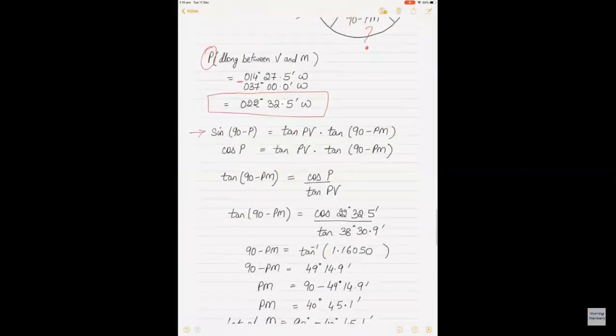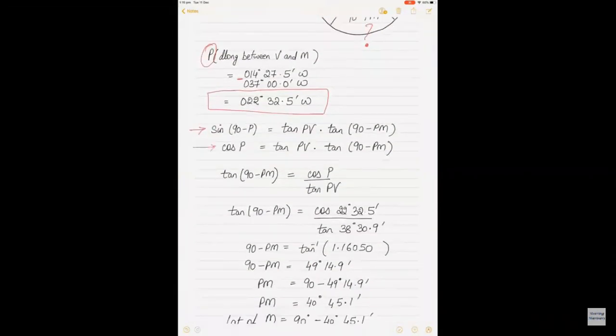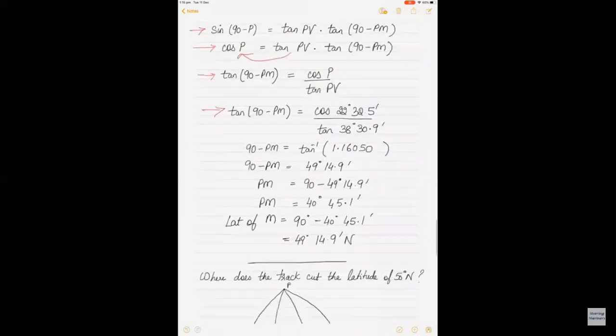We need to find PM, so we put it on the other side. So PM is equal to, then just use the terms that I have given here, 40 degrees 45.1. That is PM, so that's why I've transposed the equation, keeping my known to one side and taking the unknown to the other side. Putting the values here, the latitude of M is 90 minus 40, 45.1, which is equal to 49 degrees 14.9 north.